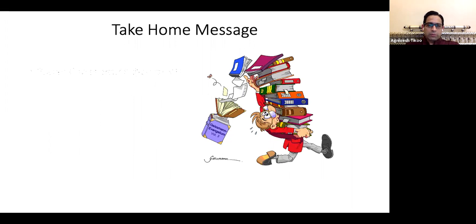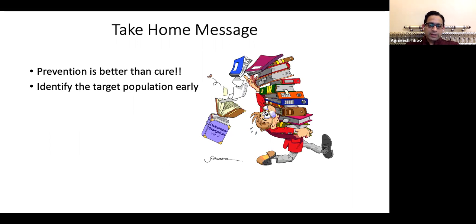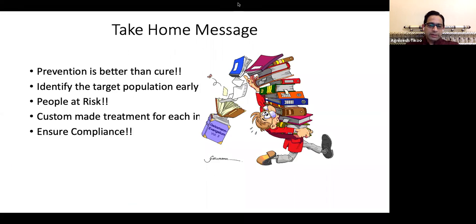So the take-home message from today's talk is that prevention is better than cure. You have to identify the target population early. There are people at risk. You need to identify and treat them, and it needs to be customized treatment. Thank you very much.